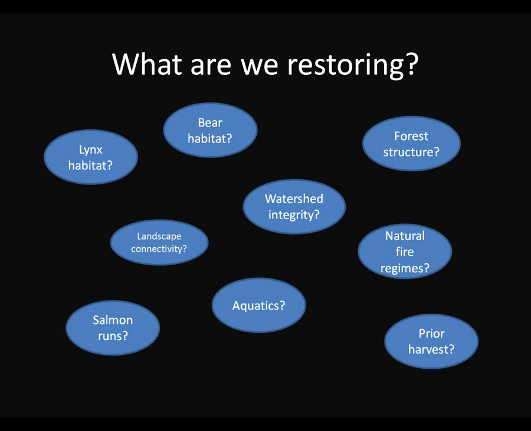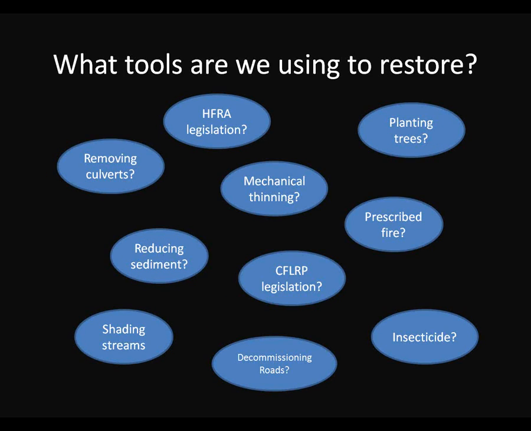So I just threw up a sample here of the different types of things that we could try to address in restoration, whether it's different habitat types or watershed integrity, forest structure, fire regimes, how do we restore landscape connectivity or salmon runs. And so really, I mostly just put this up to make people aware that we're not going to be able to address these all at once. But there is a method for us to be a little bit more specific in terms of targeting resources for restoration. The second question beyond what we're restoring is how we're going to restore it.